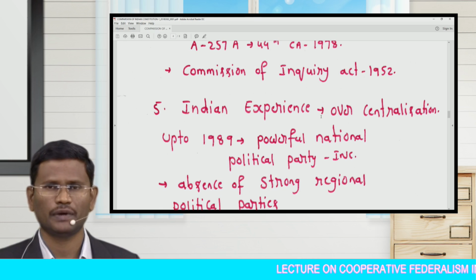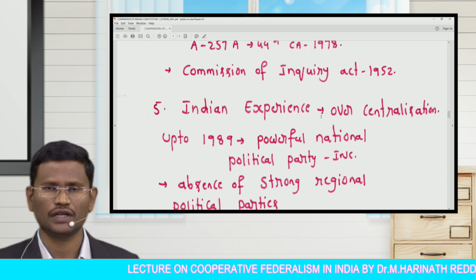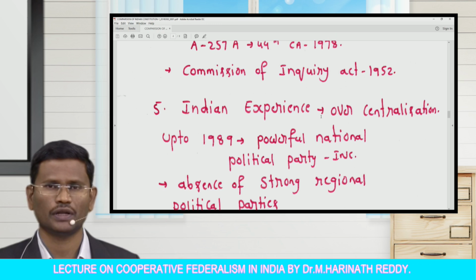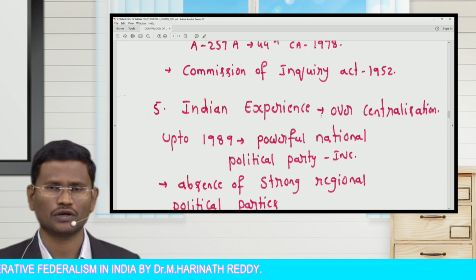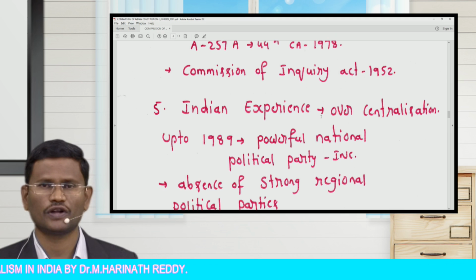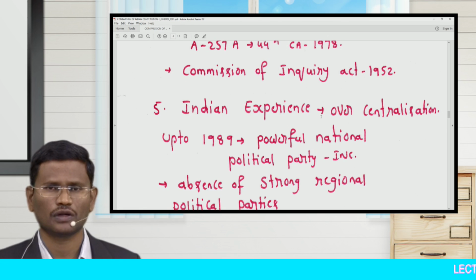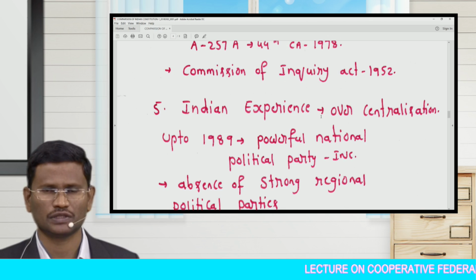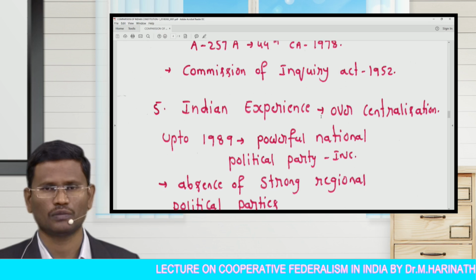Post-independence, in most of the states as well as at the national level, the Indian National Congress was very much dominant. So the constitution functioned more like a unitary constitution rather than a federal constitution. There was no real autonomy for the state governments. The union government was dictating terms to the state governments because the same political party was in power at the union level as well as in most of the state governments.